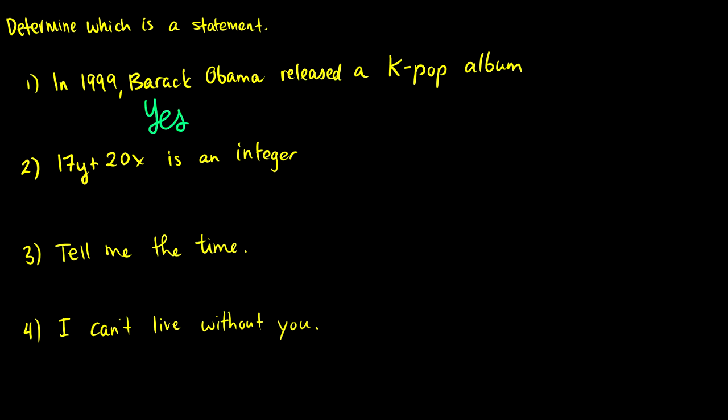Question 2. 17y plus 20x is an integer. Is this a statement? The answer is no. It's not a statement because y and x are variables. So this is of the form P(x, y), while the first is of the form P. And it is not a statement if it has a variable in it. So number 2 is usually what tricks people up.